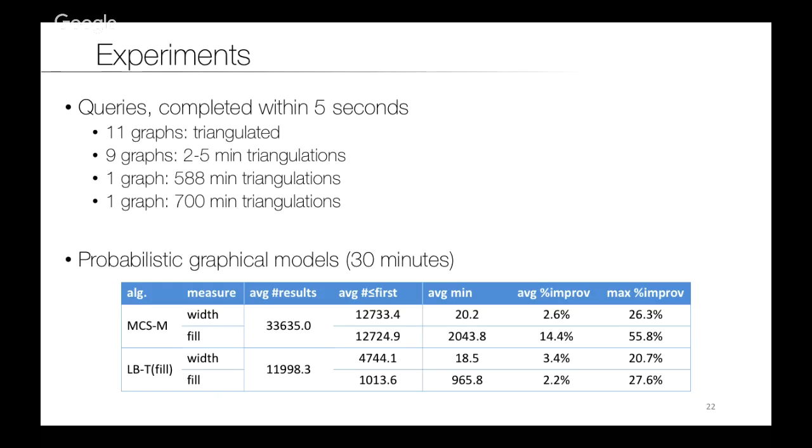The average percent of improvement in the width was 2.6. But actually, for some results, we couldn't get any improvement at all because maybe even all the results had the same width. But for some other graphs, we could get a very high percent of improvement of a quarter. Now, if you remember, I said when we use tree decompositions, the time is exponential in the size of the width. So every small improvement in the width is very good for us. And for the fill, you can see that there is also a pretty significant improvement.